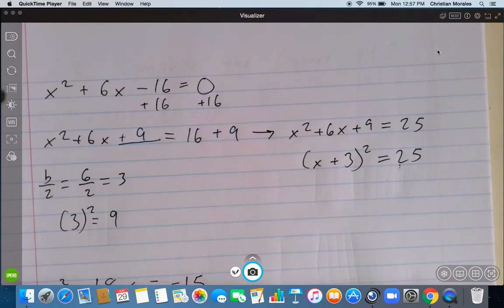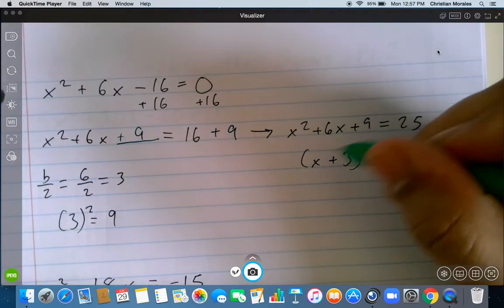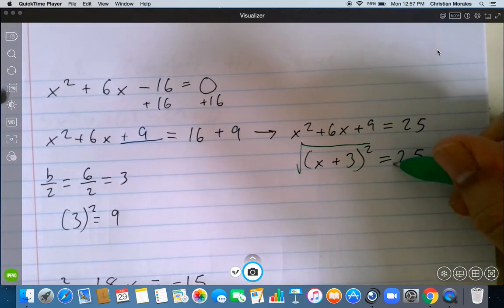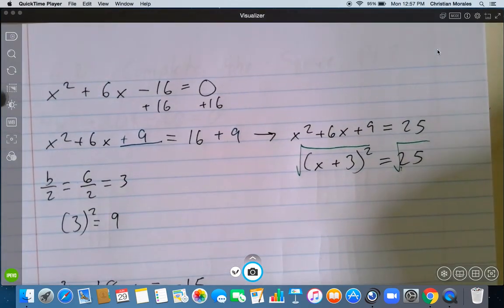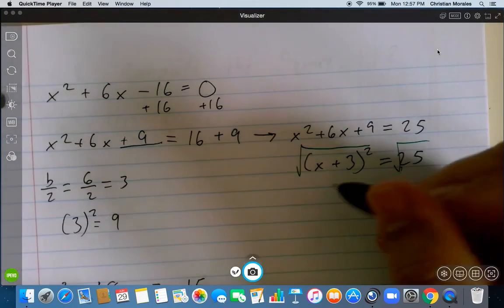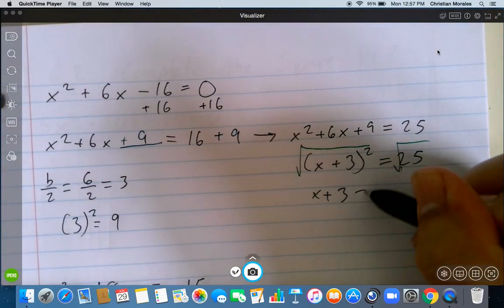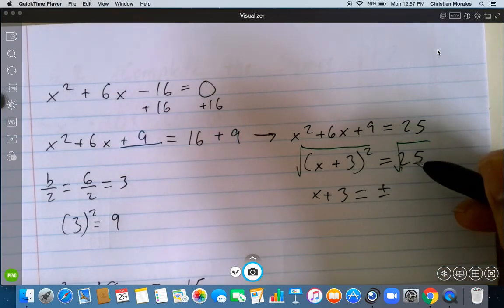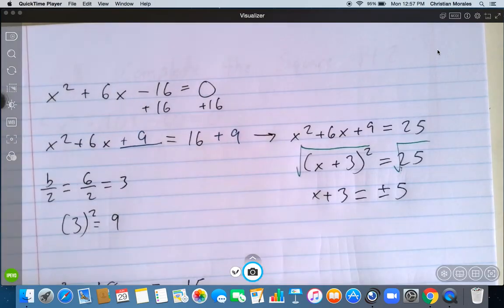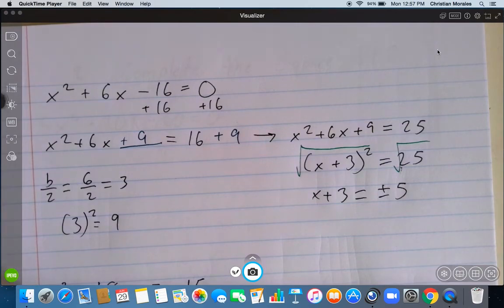We're going to start by getting rid of the power of 2. How do you get rid of the power of 2? You take the square root. When you take the square root, you're left with x plus 3 equals plus or minus the square root of 25, which is 5. Okay, next.